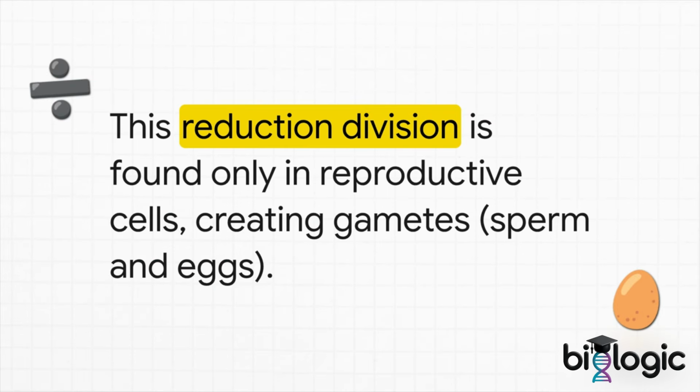But for reproduction, you can't just make clones, right? You need to combine the genetic info from two parents. And to do that, you first have to cut the chromosome number in half. That is the very specific job of meiosis. Its whole purpose is to create sex cells, or gametes, like sperm and eggs.